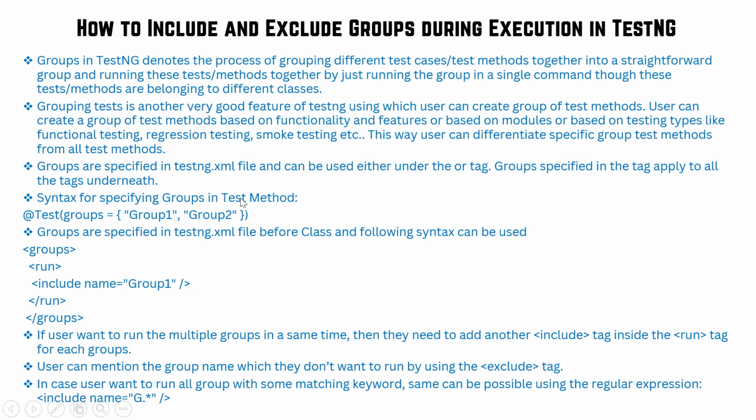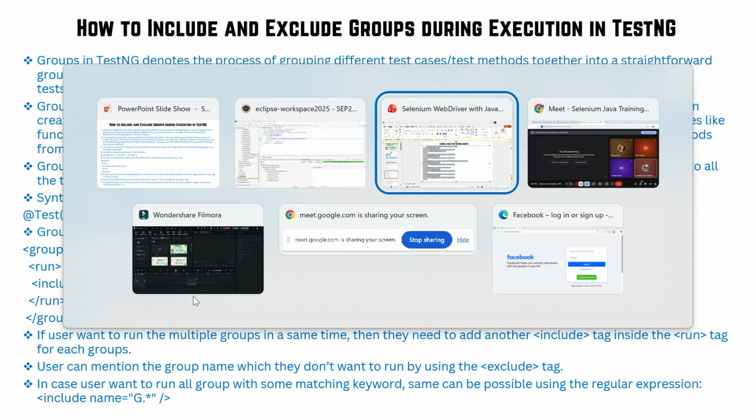The syntax for specifying the group in the method, you can see @Test groups equal to that, and groups are specified in the testng.xml file before the class, and the following syntax can be used: groups, run, include name, the group name, end with run and end with groups. So let's copy it as well.